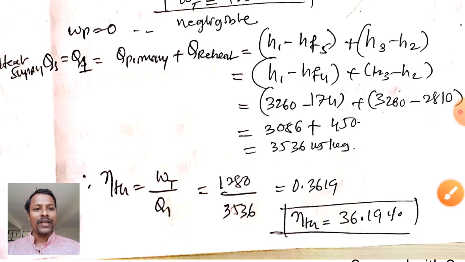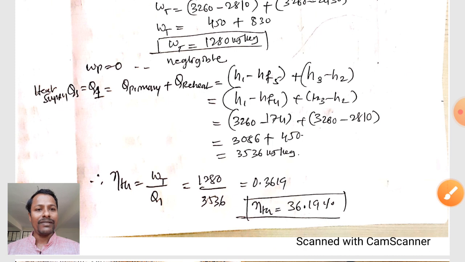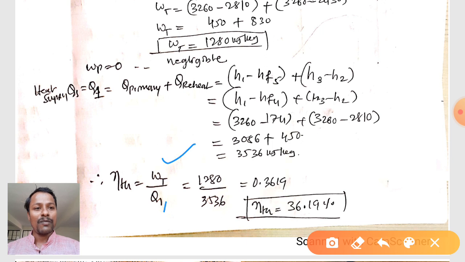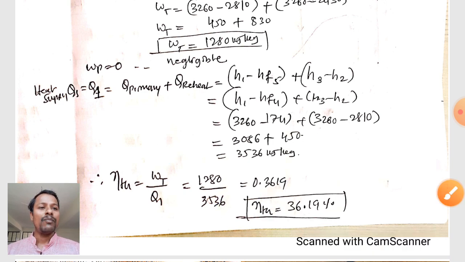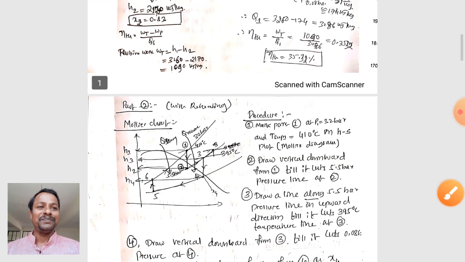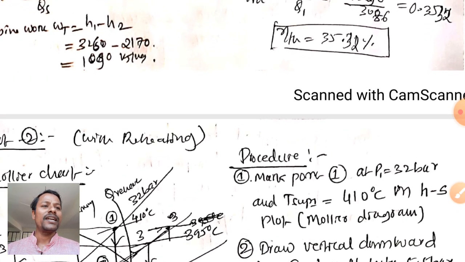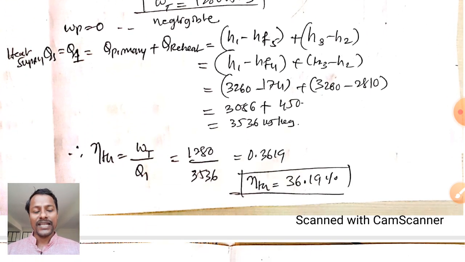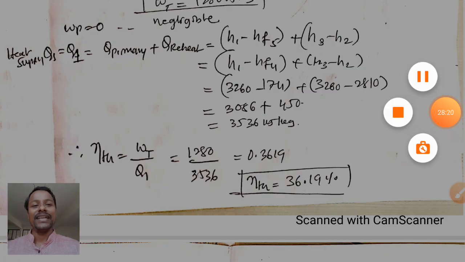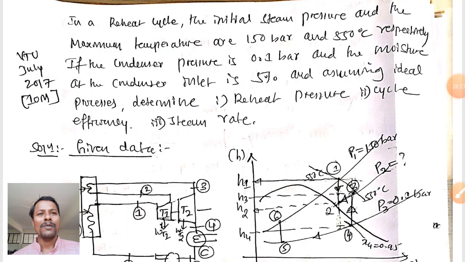Then we are left with the last step of the problem, the thermal efficiency, which is turbine work upon heat supplied. The turbine work was 1280, I have substituted here. The heat supplied is 3536, I have substituted here. So finally the thermal efficiency with reheating is 36.19% for the plant. Earlier without reheating it was 35.32, now we have 36.19. So there is an increase in the thermal efficiency because of reheat. Let us understand one more problem on the reheat cycle.